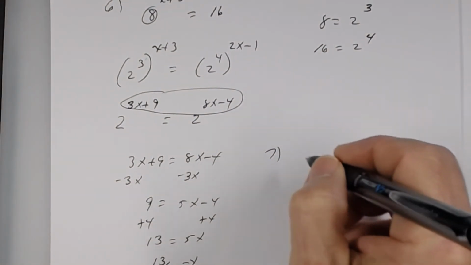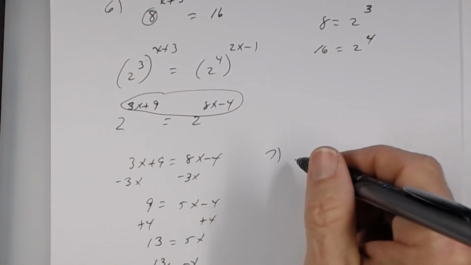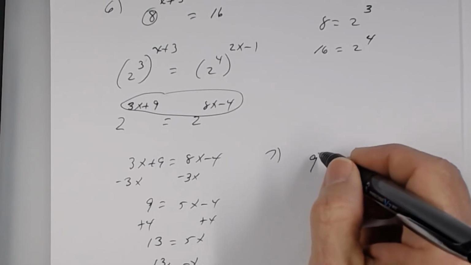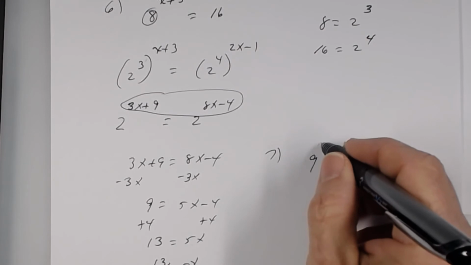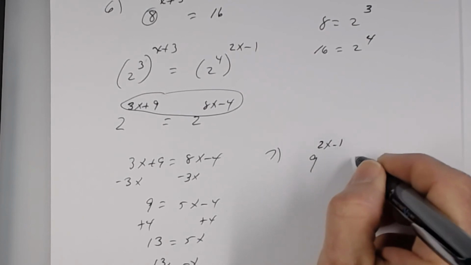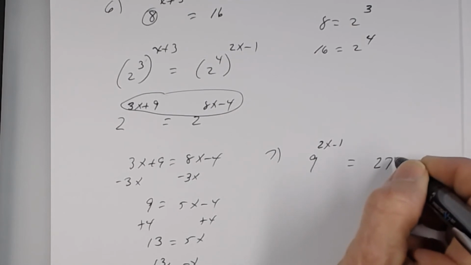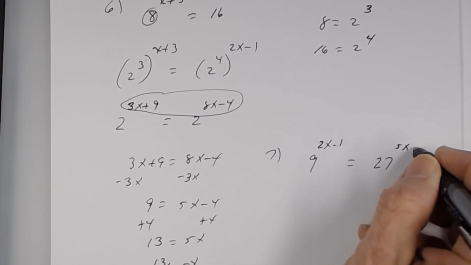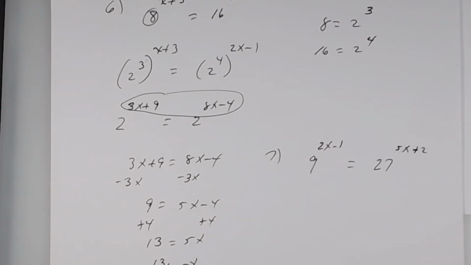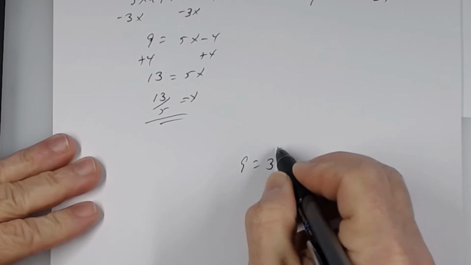Number 7. Watch. Okay, suppose I had 9 to the 2x minus 1 equals 27 to the 5x plus 2. The biggest thing is trying to get the base to be the same. Okay? You have 9 and 27. What base do you think you may want to use? 3. Okay, 3. Because 9 is 3 to what power?